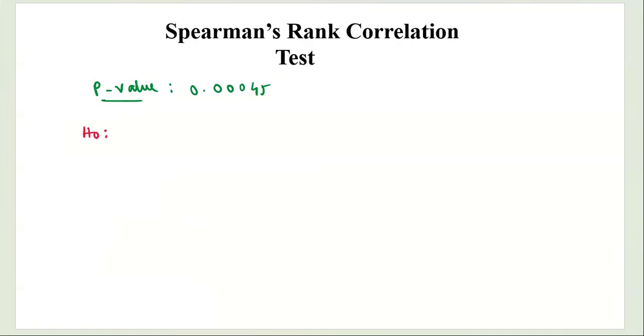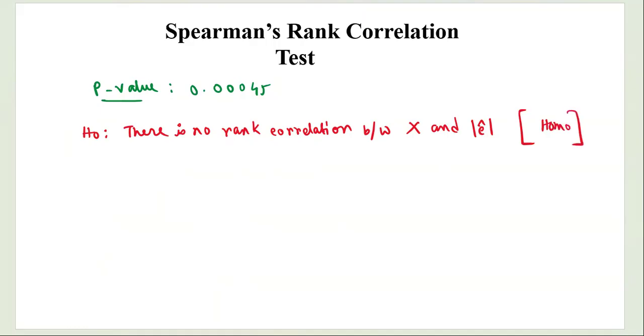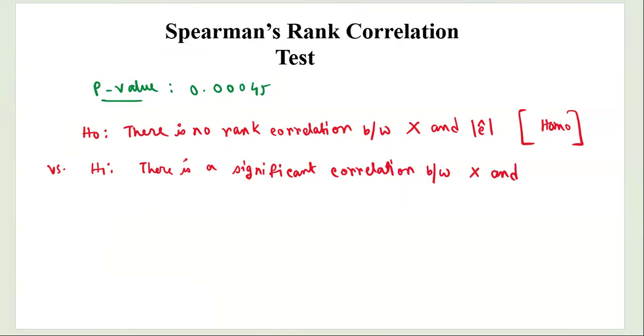Now, what will be the null hypothesis here? Null hypothesis is there is no rank correlation between X and the residual term. That is, we consider homoscedasticity as we always do. In the null hypothesis, we assume that homoscedasticity is present, which basically means there is no rank correlation between X and this. Versus in the alternative hypothesis, we assume there is a significant correlation between X and this, which means heteroscedasticity is present, right?